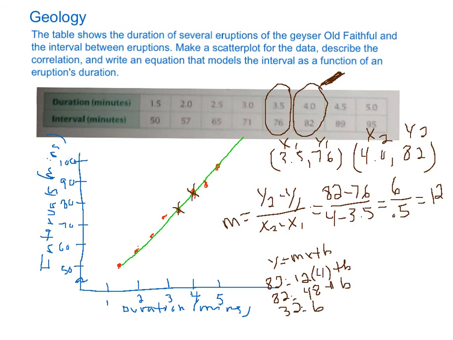So my equation, using y equals mx plus b, I'm going to plug 12 in for the slope, and I will plug 34 in for the y-intercept. And it asks to give a correlation. Since it has positive slope, we have a positive correlation, which means as the duration increases, so does the interval.